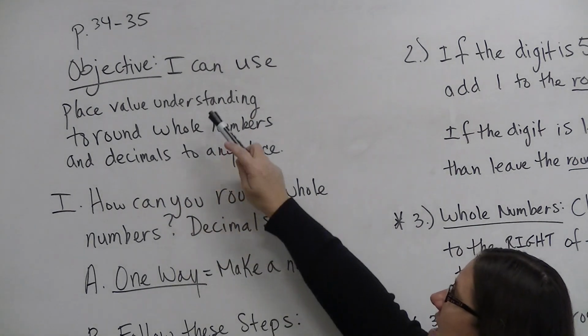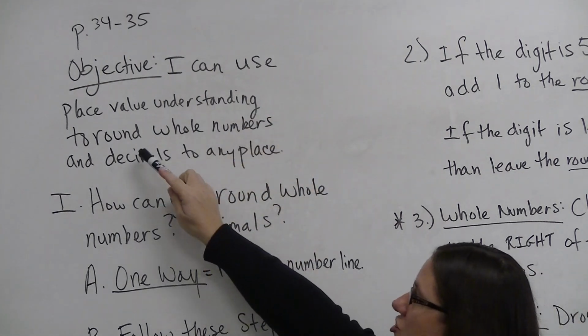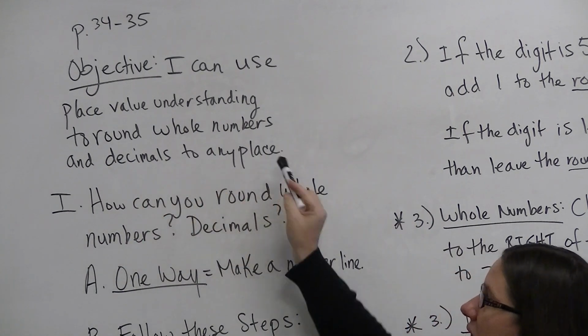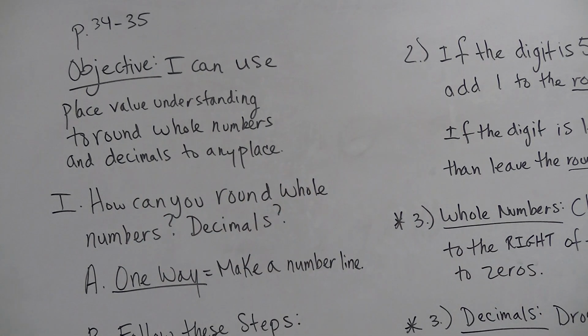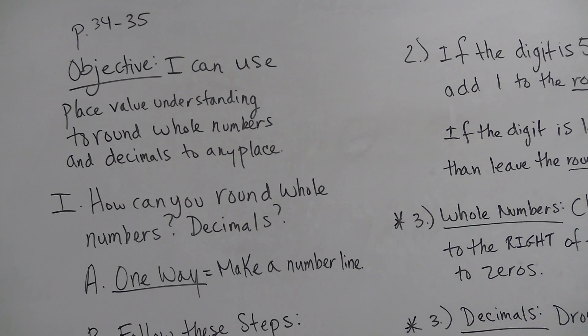Your objective today is that I can use place value understanding to round whole numbers and decimals to any place. That's our objective. Get it copied at the top of your notes. I can use place value understanding to round whole numbers and decimals to any place.